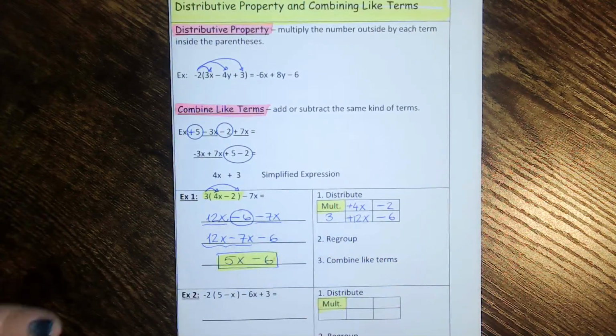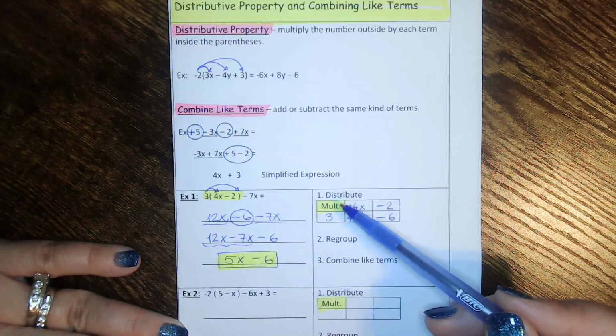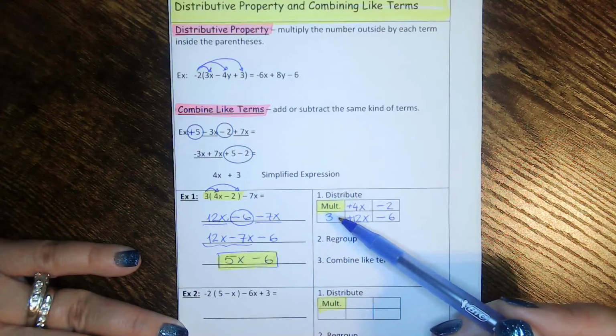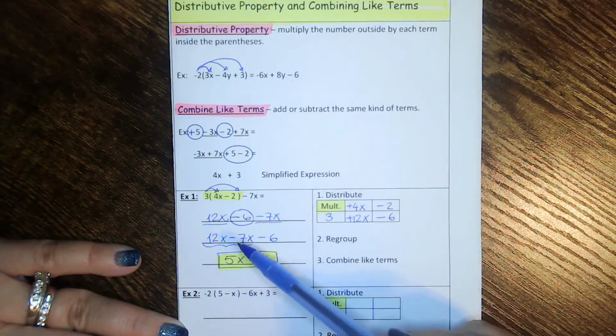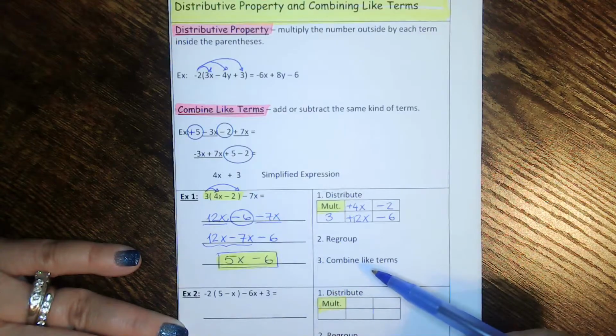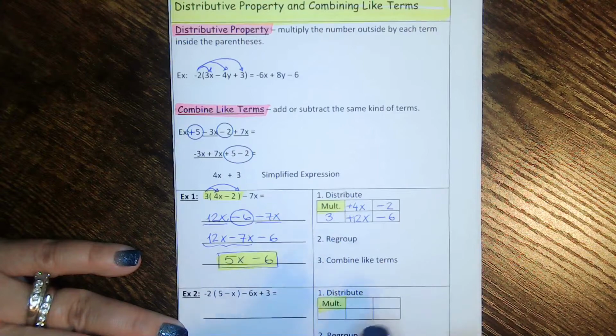So the steps we're going to follow is distribute if we have multiplication by a number, and then regroup, in other words, bring the like terms together, and then combine the like terms, add or subtract the same kind.